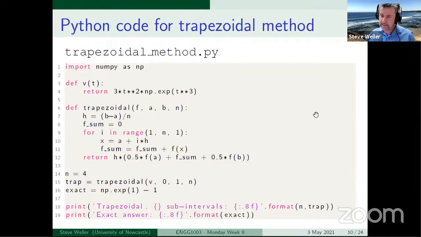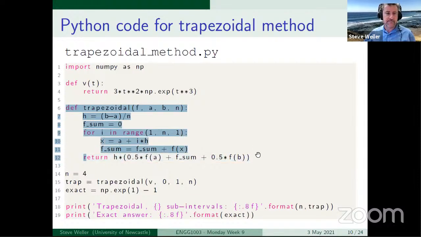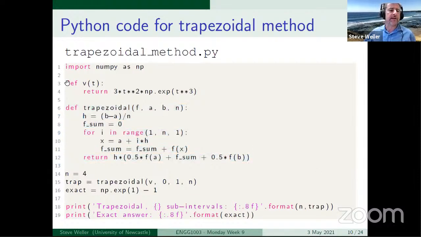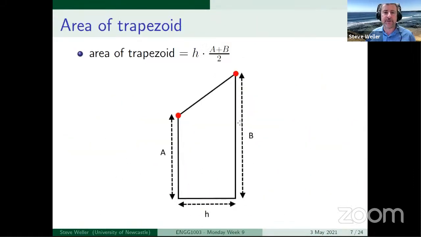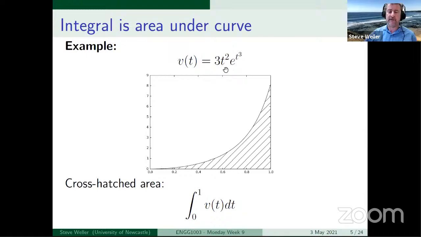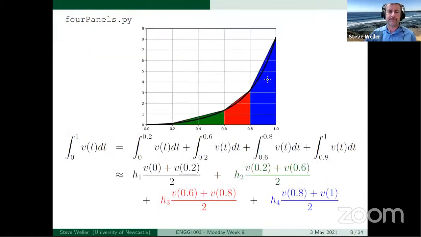So we've seen this before. This is code we saw last Thursday. That's the trapezoidal method defined as a function in lines 6 to 12. And what we do in lines 3 and 4 is compute the function value itself that we're integrating. So in this case, it's 3t squared times the exponential of t cubed. So in line 4, the highlighted expression here, 3t squared e to the t cubed, is exactly the expression that you see here on page 5, 3t squared e to the t cubed. And there it is.